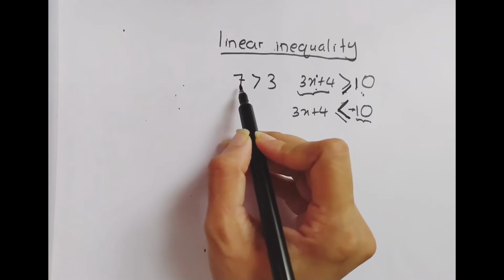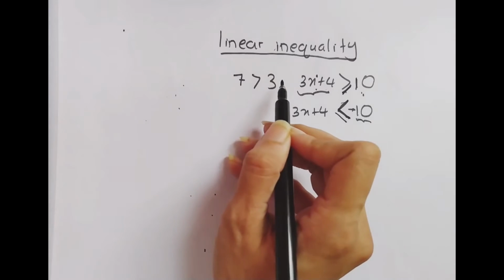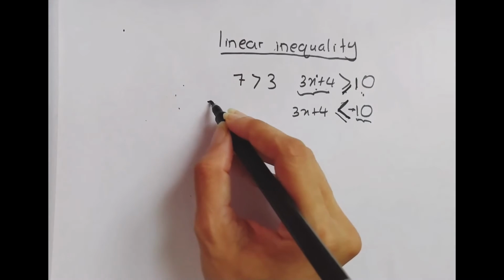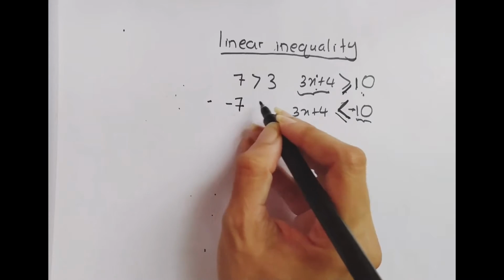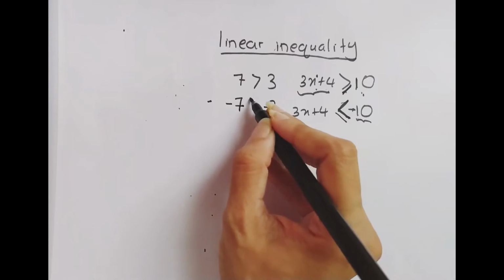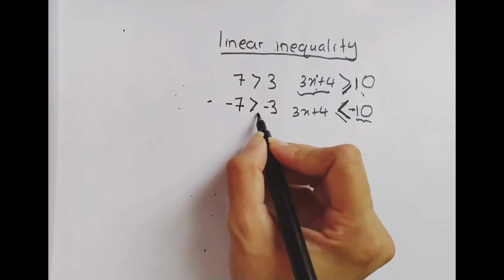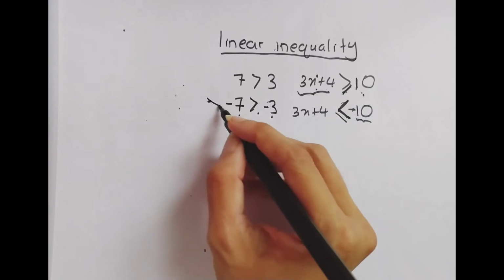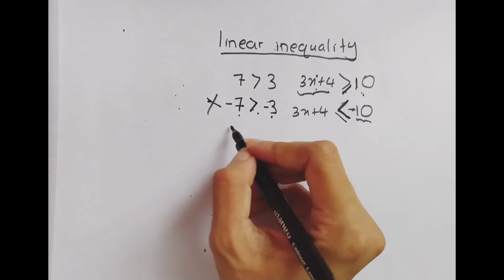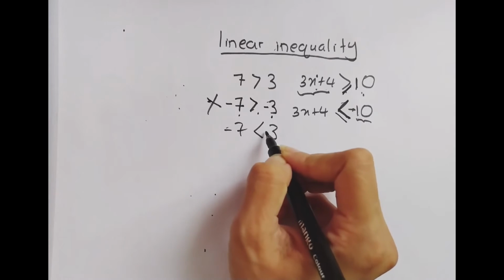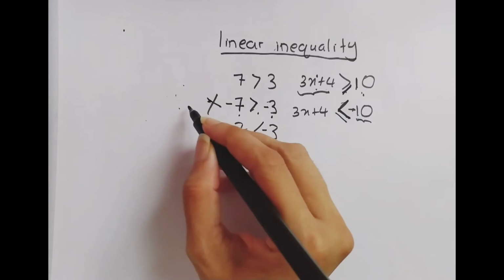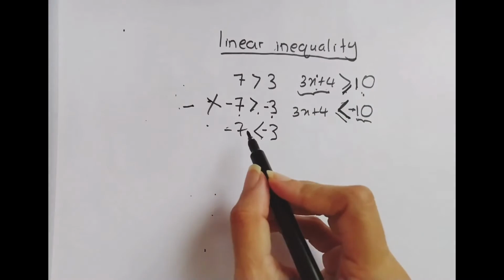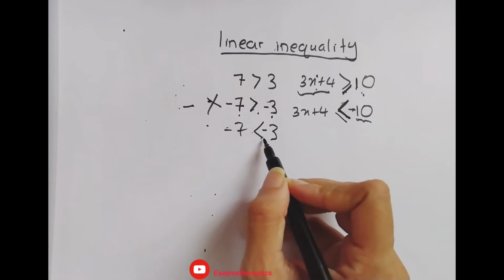Now, check this one. Here 7 is greater than 3. And if you multiply the whole of this by a minus, it is minus 7 and minus 3. If I write like this, is this correct? Is minus 7 greater than minus 3? No. Minus 7 is less than minus 3. So remember, if you are multiplying by a negative or dividing by a negative, you always have to change the inequality sign.